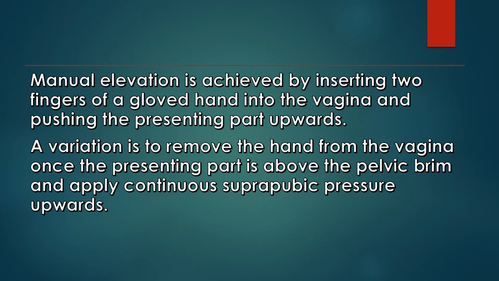Manual elevation is achieved by inserting 2 fingers of a gloved hand into the vagina and pushing the presenting part upwards. A variation is to remove the hand from the vagina once the presenting part is above the pelvic brim and apply continuous suprapubic pressure upwards.